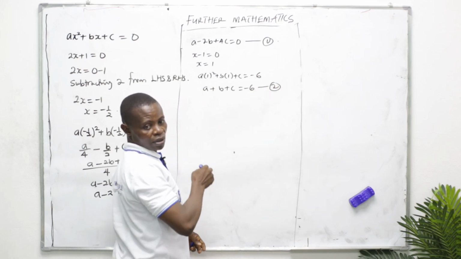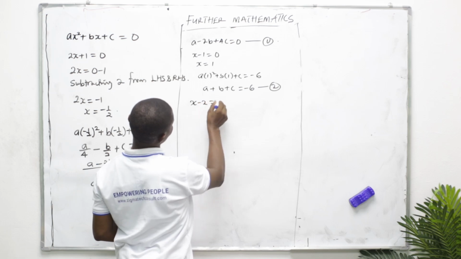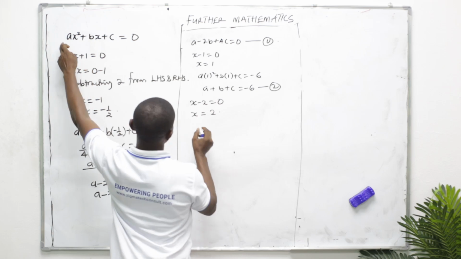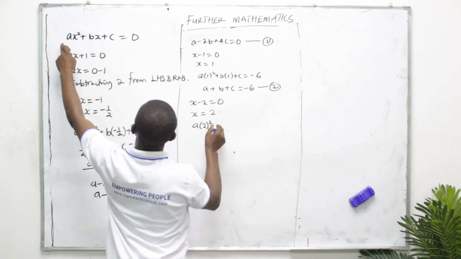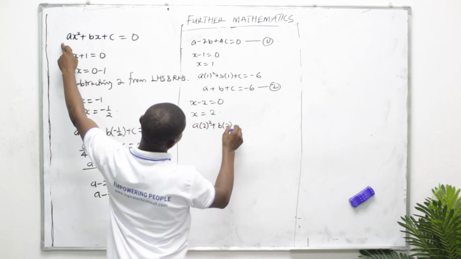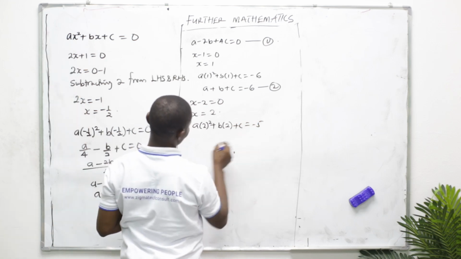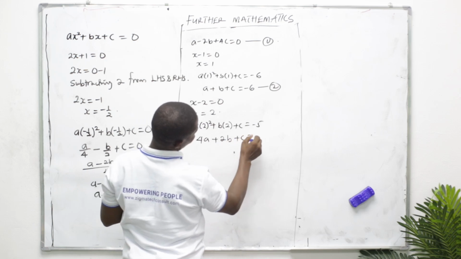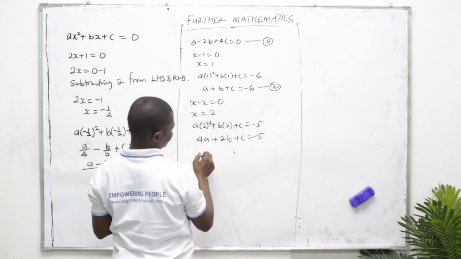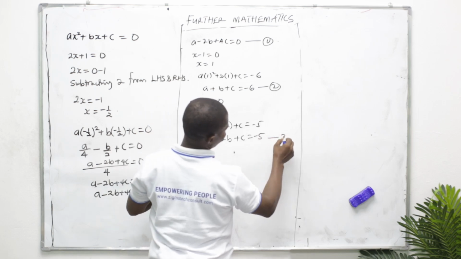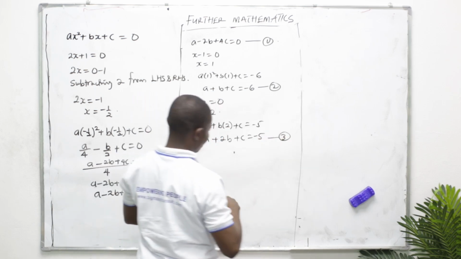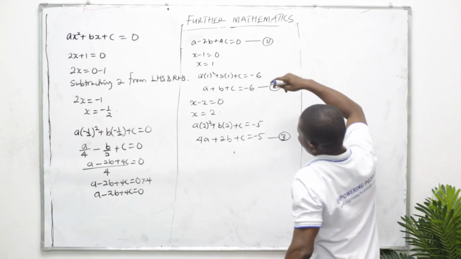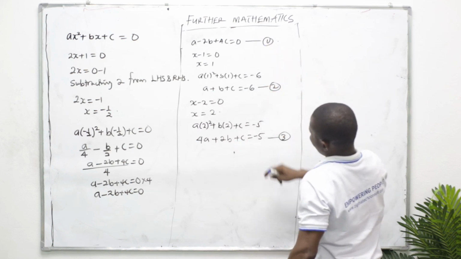The other one is x minus 2 being equal to 0, x here equals 2. So we substitute a into 2 squared plus b into 2 plus c equals minus 5. 4a plus 2b plus c equals minus 5, equation 3. Okay, look at our equations: equation 1, equation 2, equation 3.